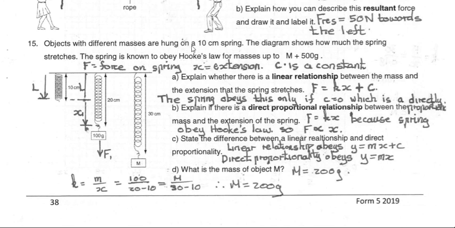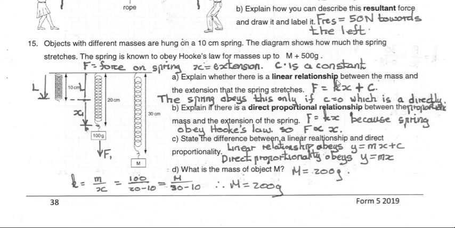15. Objects with different masses are hung on a 10 centimeter spring. The diagram shows how much the spring stretches. The spring is known to obey Hooke's law for masses up to m plus 500 grams, m being the mass, this mass here. To do this question, we can define a few variables. F equals force on the spring, x equals the extension, and c is a constant.